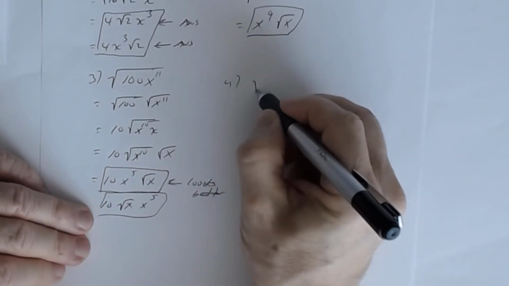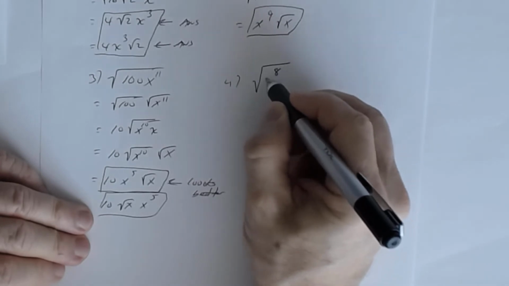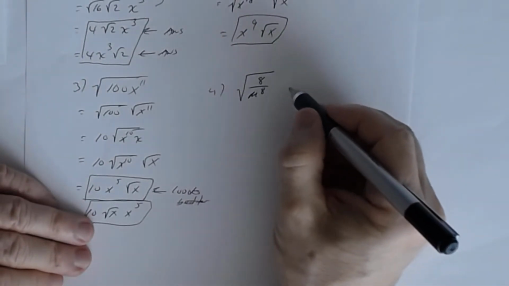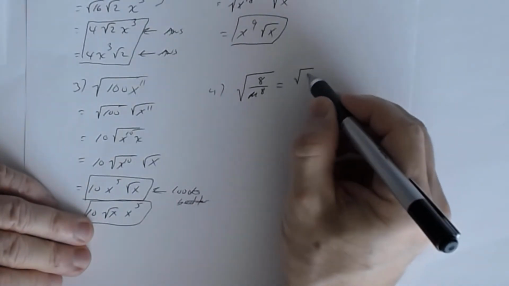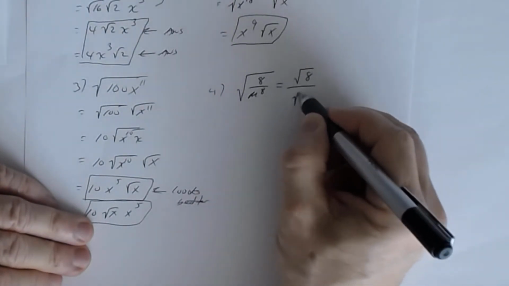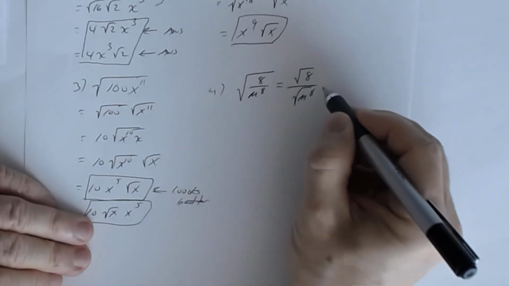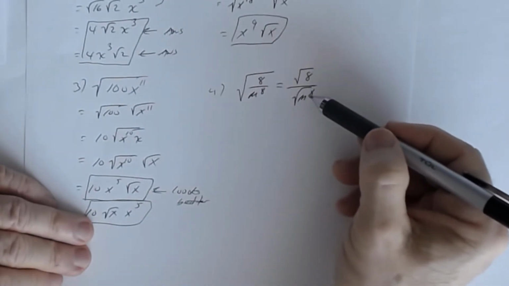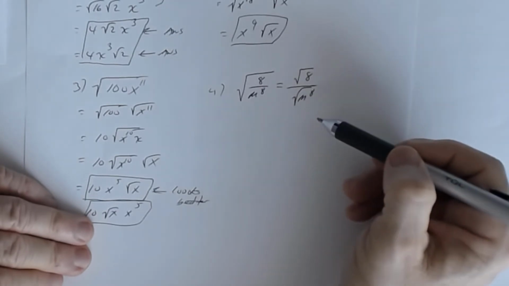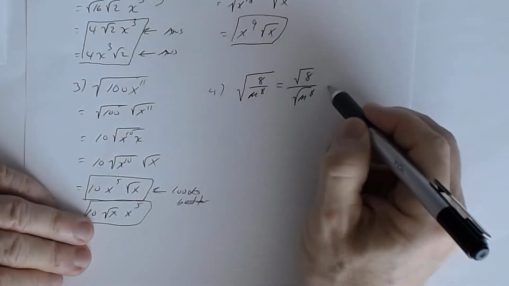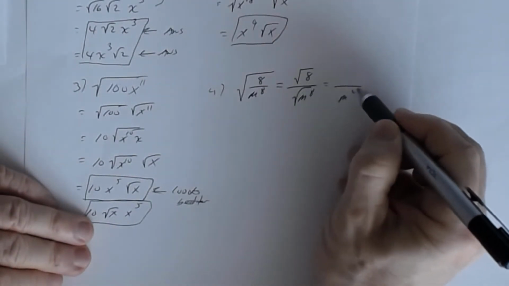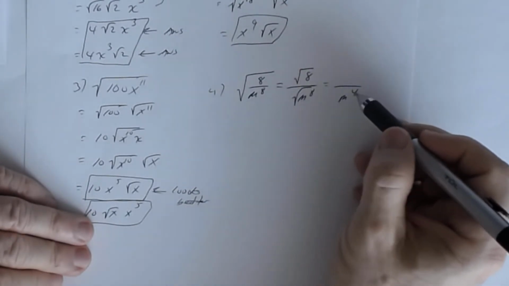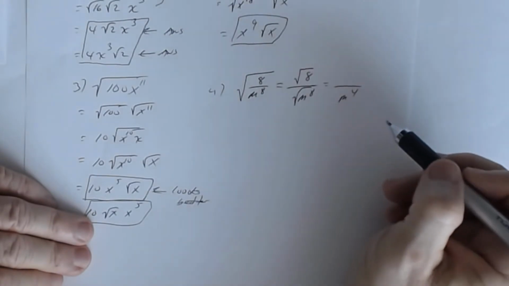All right, number 4. Number 4, we have the square root of 8m to the 8. So using the quotient rule, I can write this as the square root of 8 divided by the square root of m to the 8. And so notice this one's the easy one in the denominator because this is 8 and 8 is divisible by 2. So my denominator becomes m to the 4th, right? 8 divided by 2 is 4, and it makes sense because m to the fourth times m to the fourth is m to the 8th.